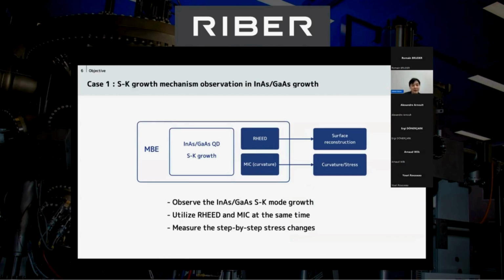The first case is the SK growth mechanism observation in indium arsenide on gallium arsenide growth. We use RHEED and MOSS EasyCurve at the same time and observe the indium arsenide on gallium arsenide SK growth mode. We measure the step-by-step stress changes and check the change of the stress and the RHEED patterns.